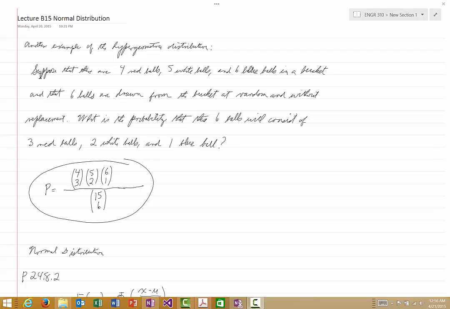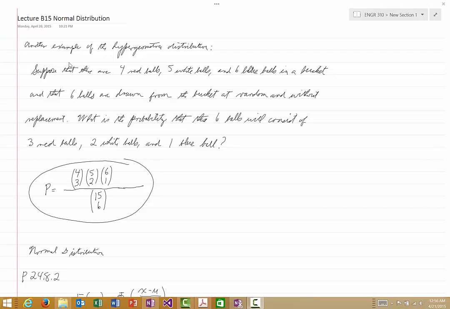So let's look at the following example problem. Let's suppose that there are 4 red balls, 5 white balls, and 6 blue balls in a bucket, and that 6 balls are drawn from the bucket at random and without replacement. What is the probability that these 6 balls will consist of 3 red balls, 2 white balls, and 1 blue ball?